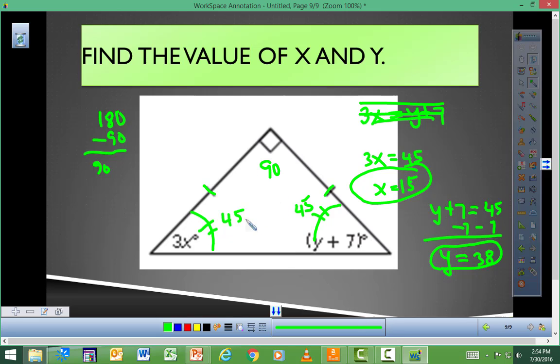You have to watch out, figure out what you're given. This was a key piece of information right there. Okay, we needed to know that. That allowed us to find out that those are actually 45 apiece. And so a little bit harder problem.